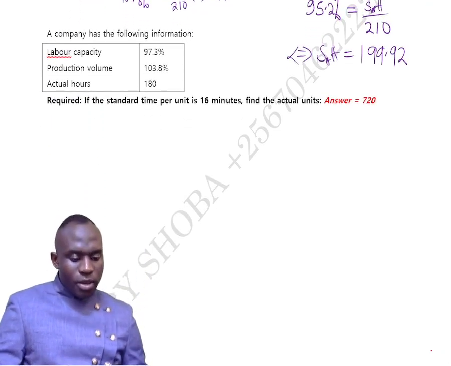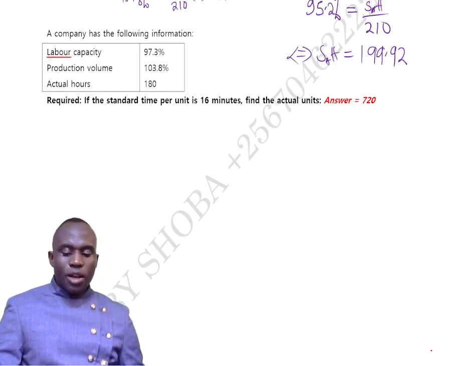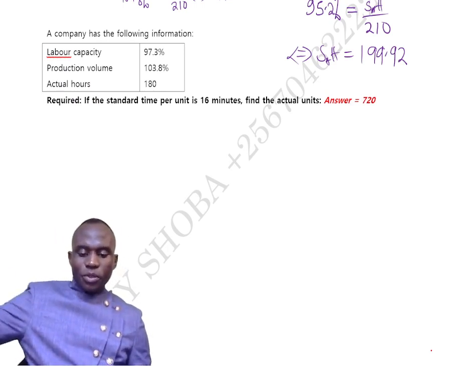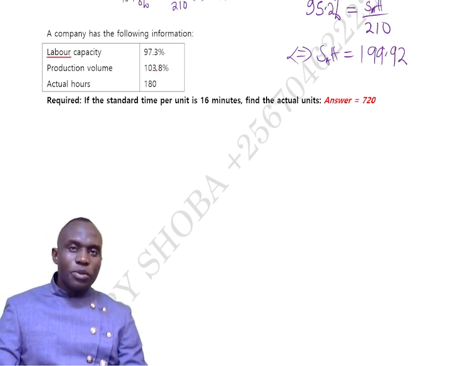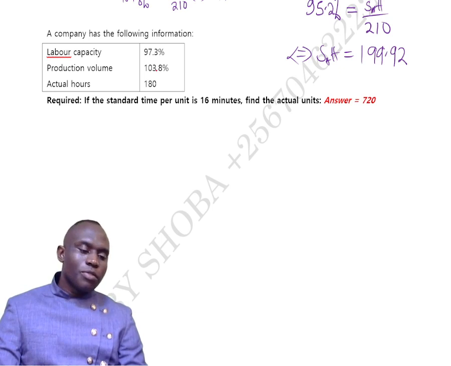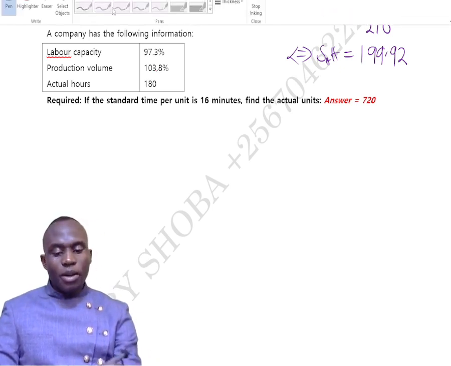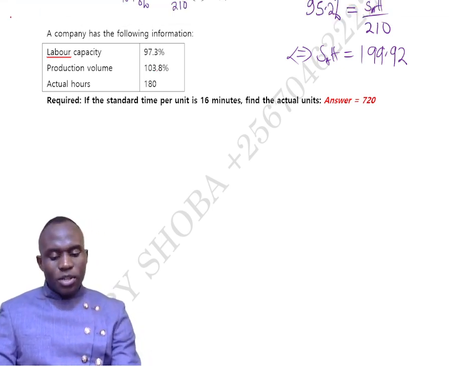They want us to find the actual units produced. Okay, they have given us the data. Capacity is this. So when you look at the question, which formula has actual units? Now there are two formulas that have actual units.